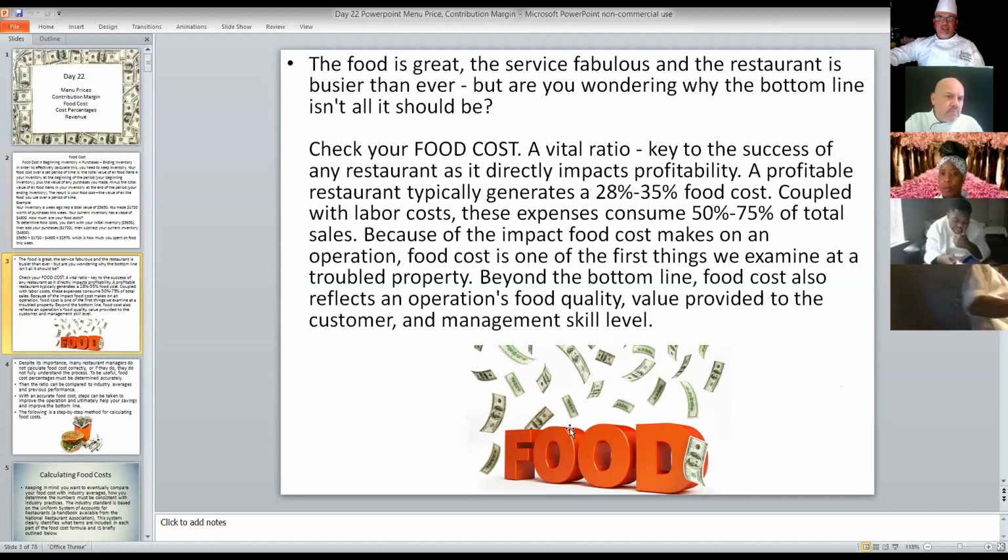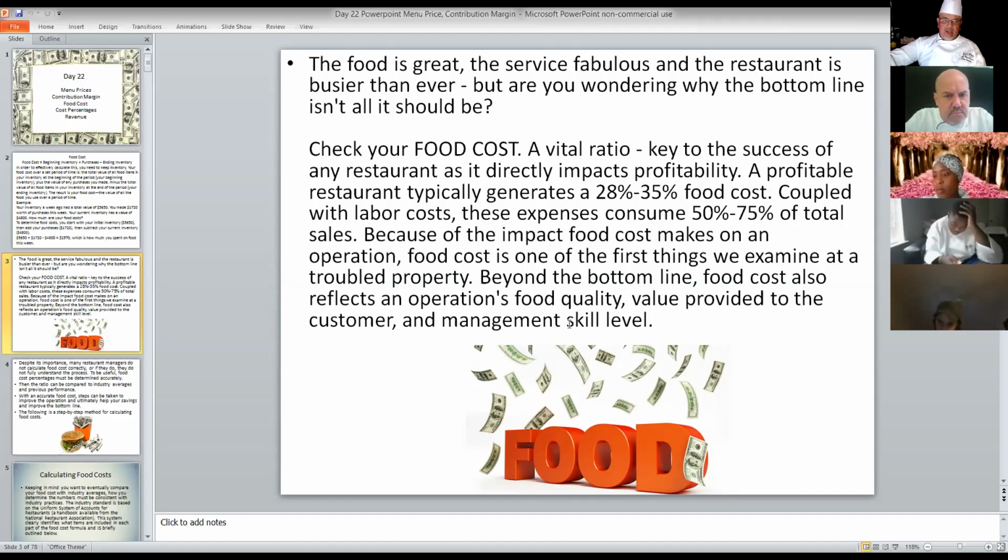Coupled with the labor costs, these expenses consume, again, 50 to 75% of your total sales, because of the impact food costs make on an operation. Food costs is one of the first things we examine at troubled properties. Beyond the bottom line, food costs also reflect an operation's food quality, value provided to the customer, and management skill.